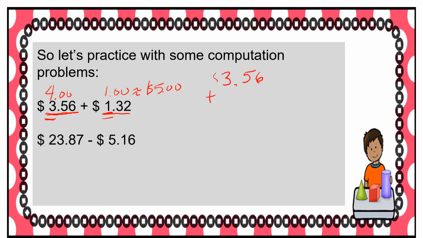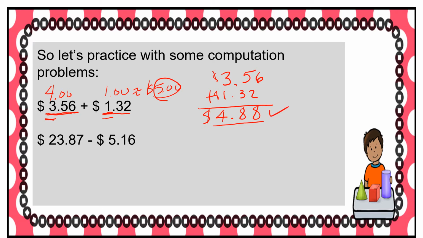All right. So over here, I will do the work. $3.56 plus $1.32. 6 plus 2 gives me 8. 5 plus 3 also gives me 8. 3 plus 1 gives me 4. So $4.88 is about $5. So my answer is reasonable.